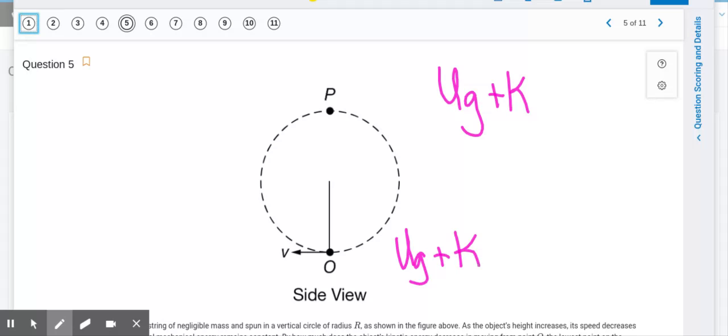If we go from the bottom to the top, it doesn't really matter. They want to know how much the kinetic energy changes. So we can hopefully agree that however much the gravitational potential energy changes, kinetic energy will also change. They just change in opposite ways.